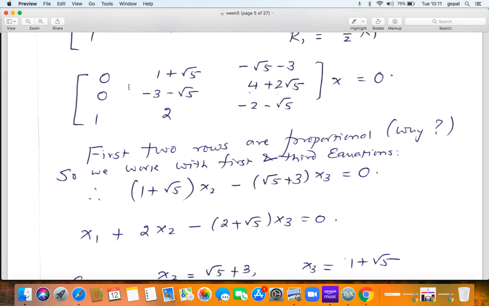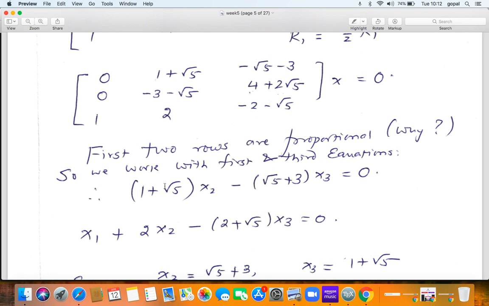Now, the first two rows are proportional. Why are the first two rows proportional? Take this 2 by 2 subdeterminant. What is the determinant? Do the calculation: 1 plus root 5 multiplied by 4 plus 2 root 5, and subtract 3 plus root 5 the whole square. You get 0. So that means that these two rows are proportional. Once these two rows are proportional, I can forget about the second row and just work with the first row and the third row.